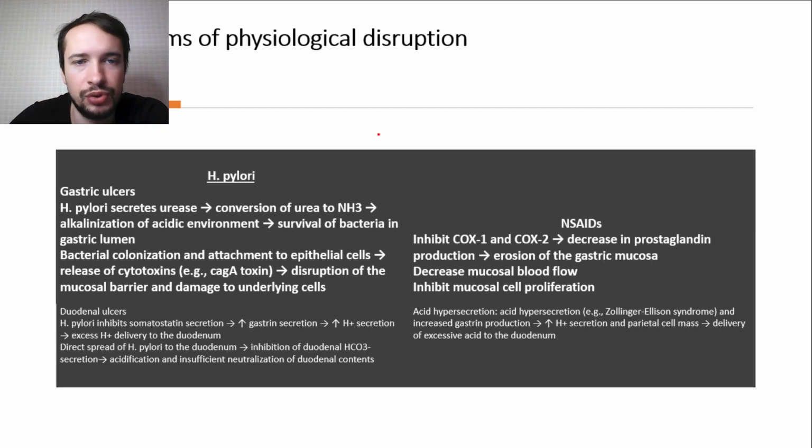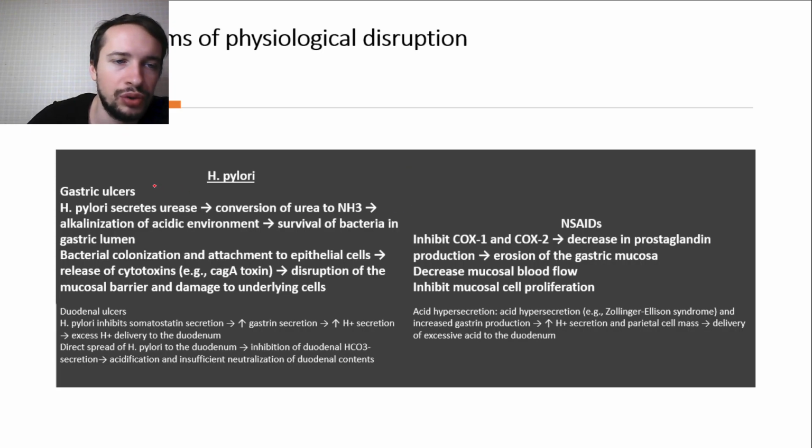Here you see the mechanism. When we talk about gastric ulcers, Helicobacter secretes urease, then urea is converted to ammonia, causing alkalinization of the acidic environment, survival of bacteria in the gastric lumen, bacterial colonization and attachment to epithelial cells, then release of cytotoxins, disruption of the mucosal barrier, and damage to underlying cells. That is the mechanism for Helicobacter pylori in gastric ulcers.